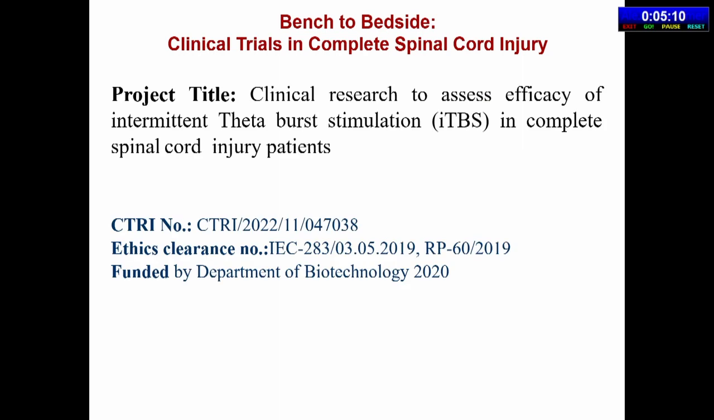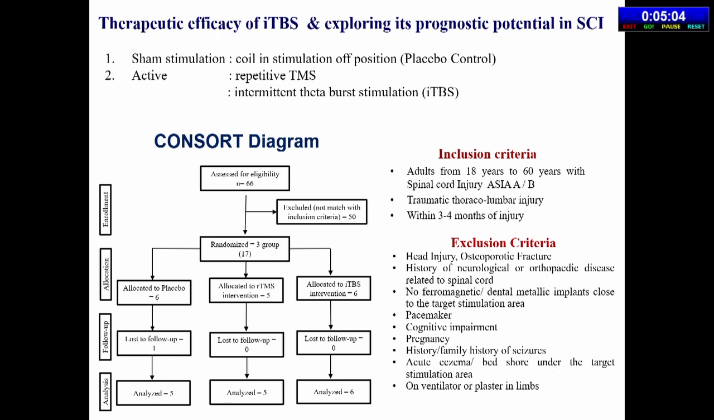So we moved our work from bench to bedside, and we got a DBT project in 2020. Because of Corona, we were able to start within the next year. We had done a lot of work, and we wanted to study this iTBS. Why am I talking of iTBS, intermittent theta burst stimulation? Because here we are giving very high frequency stimulation at a frequency of theta. That is what is happening in the body, so you are trying to simulate that and therefore induce plastic changes. We had a sham stimulation group, which is placebo, but we also wanted to compare the effect with rTMS, and if you are giving intermittent theta burst, whether both are equally effective or how they differ from each other.